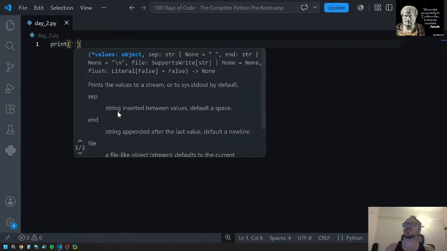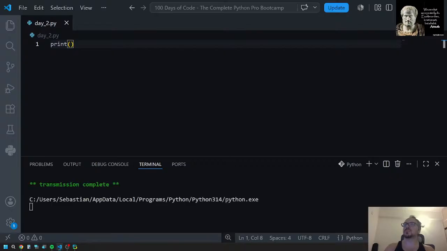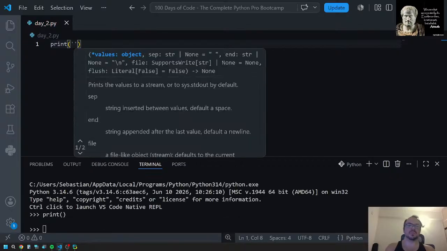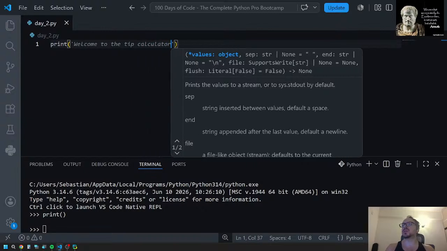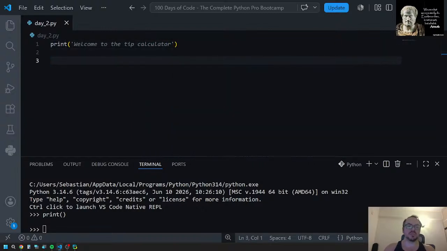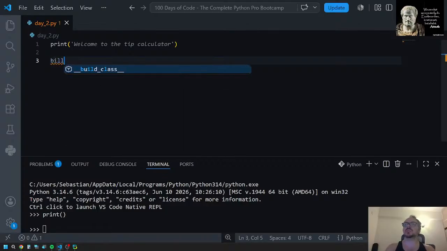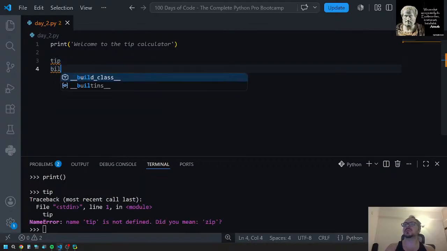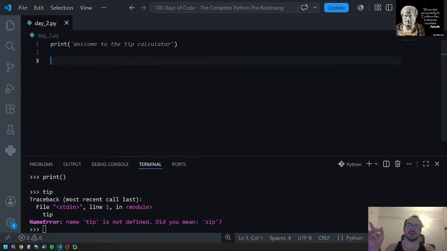So the first is a simple print statement. Welcome to the tip calculator. Then, before we go ahead and start creating variables like bill and tip and stuff like that, let's think about it for a second. If the bill is 150, we split that amongst 5 people, and that is how much each person is going to pay.